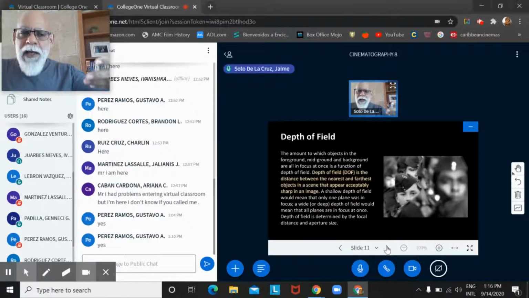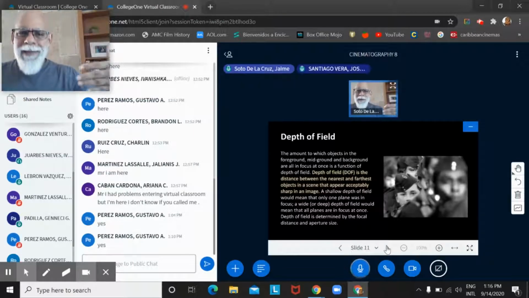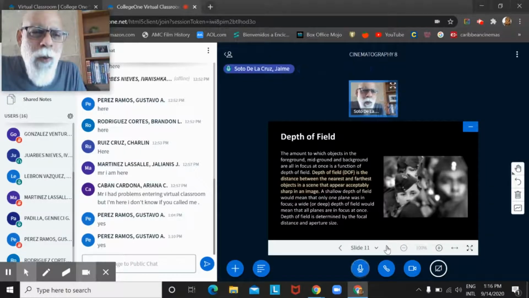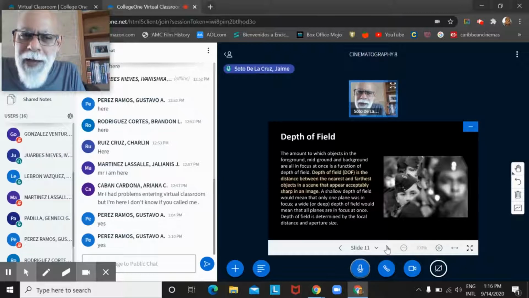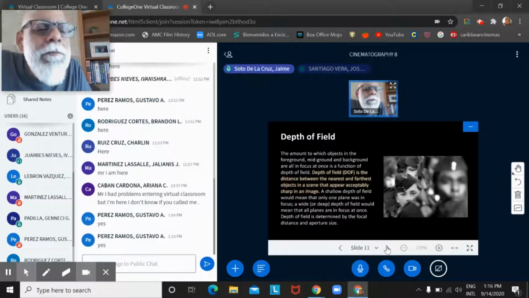Foreground is what is in front of you, what is closest to you. Background is what is farthest from you. Midground is that space between the foreground and the background. In this image, what is in focus? The foreground, the midground, or the background? The midground. The rest of you agree with him or no?